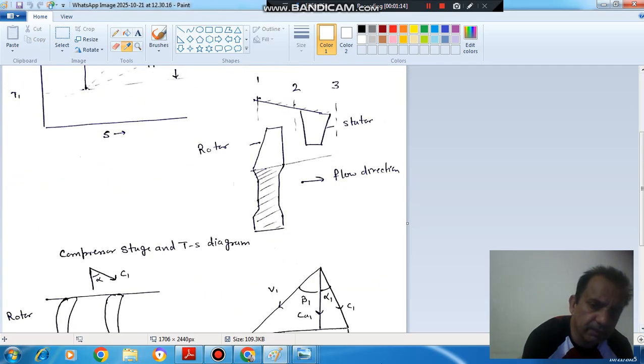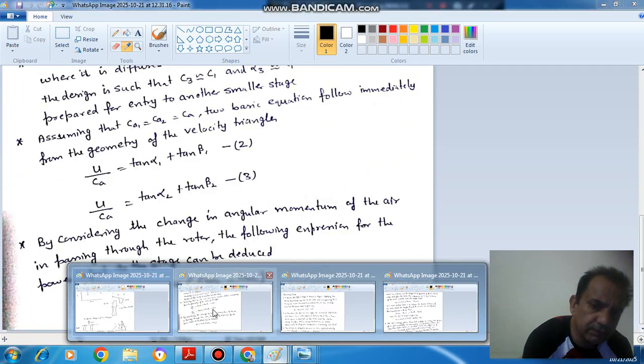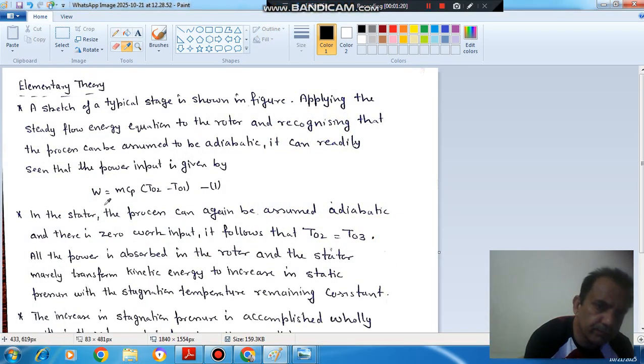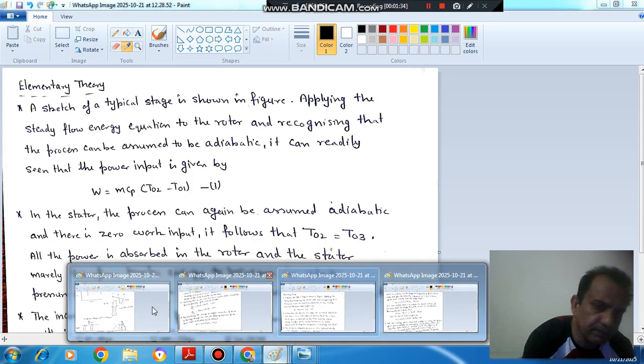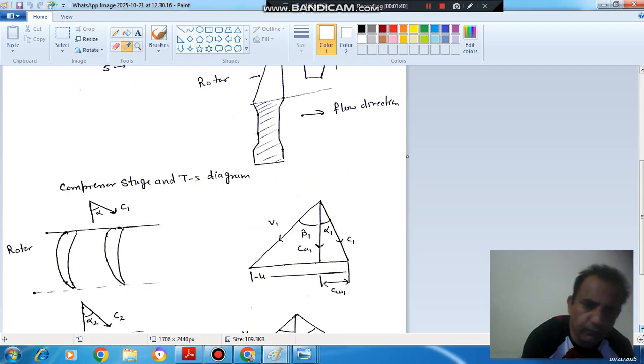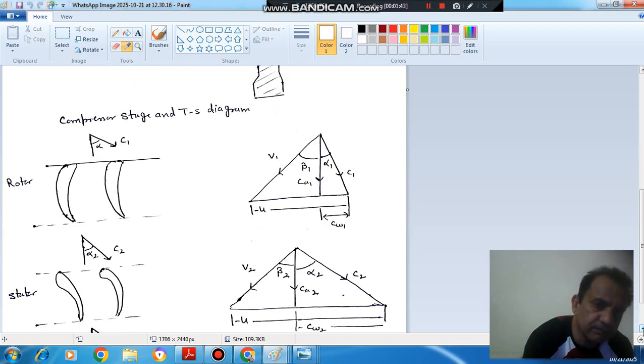And from this diagram we studied that the work done, the energy input, is your energy increase in the rotor, that is m c_p (T02 minus T01), because there is no energy imparted in the stator. So now we will study the velocity triangles of the compressor.